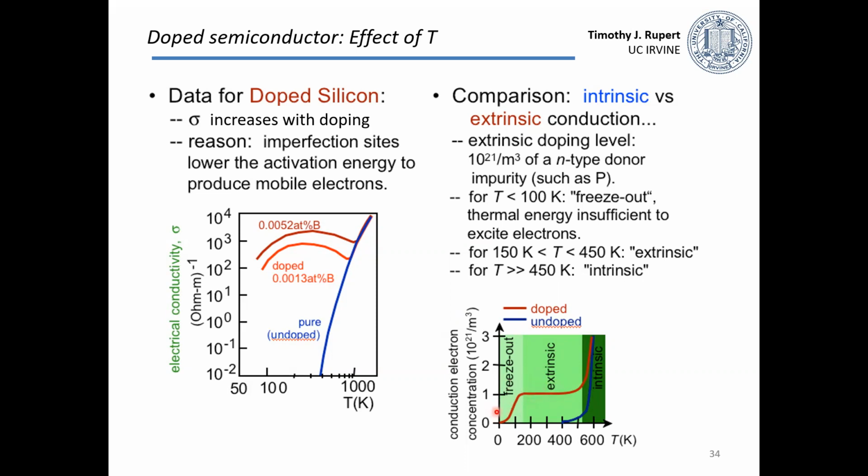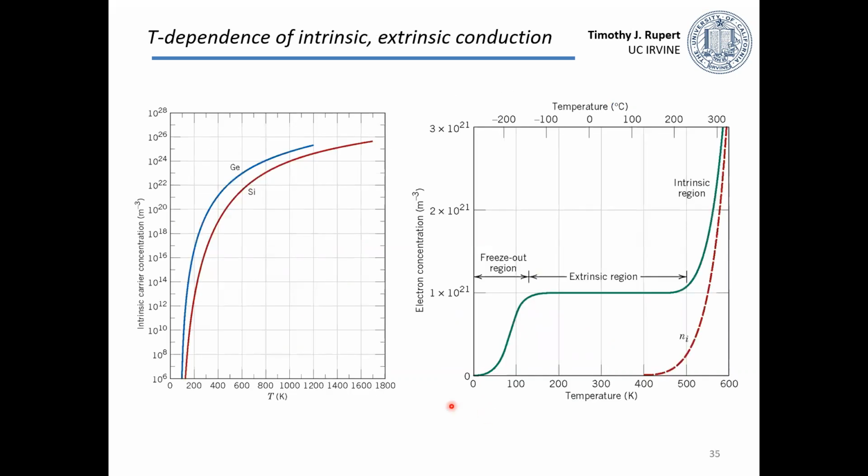Now, if you cool down enough, you can shut off even those mechanisms. This very, very low temperature regime is what's called freeze out. That's where thermal energy fluctuations aren't even enough to excite electrons into those donor or acceptor states. The intrinsic carrier concentration is what's increasing as we increase the temperature, and it goes up orders of magnitude in this range. And again, this type of behavior is what leads to this intrinsic regime of electron concentration with temperature.